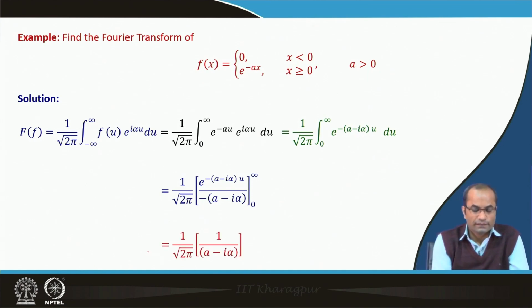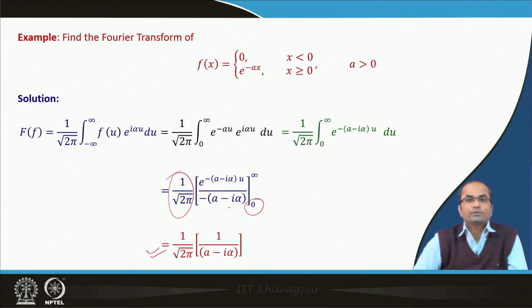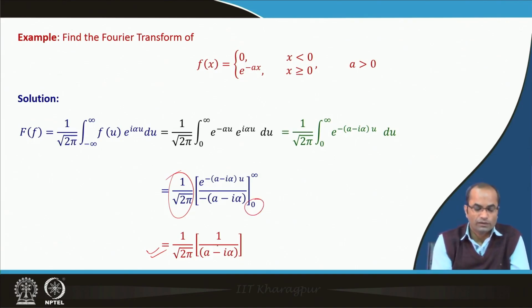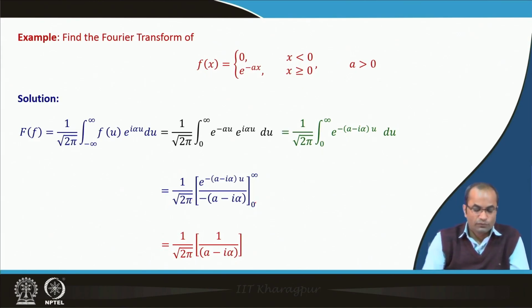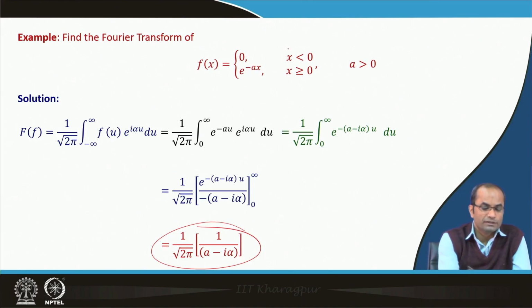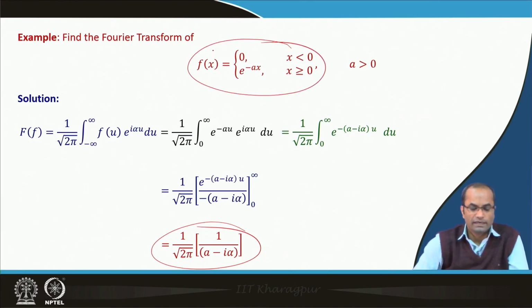So what we will get is 1 over square root 2 pi, and when we substitute this 0 there, we have 1 over a minus I alpha, and the negative will be compensated because we have this minus and then we put this limit. So this is the Fourier transform of this function e power minus a x, which is defined just for positive values of x, and it is 0 in the negative half.